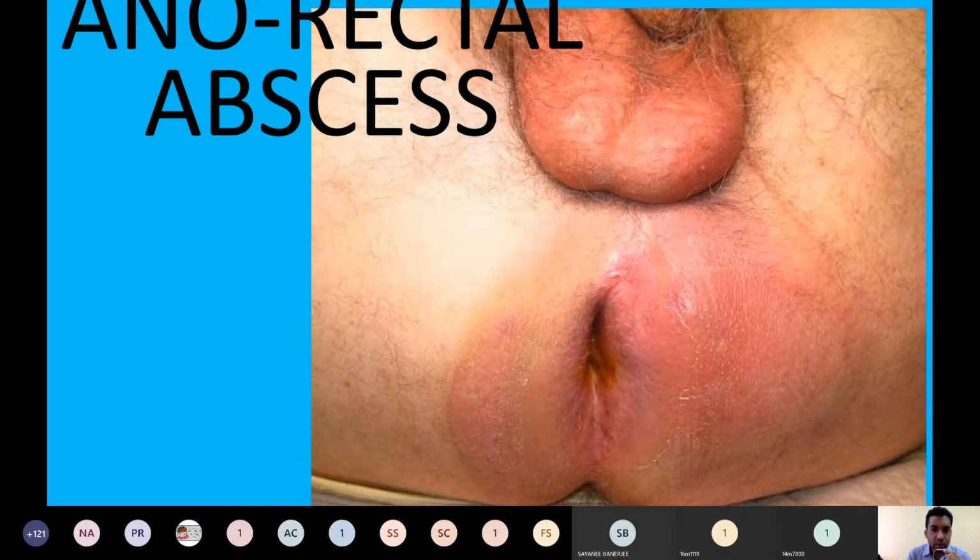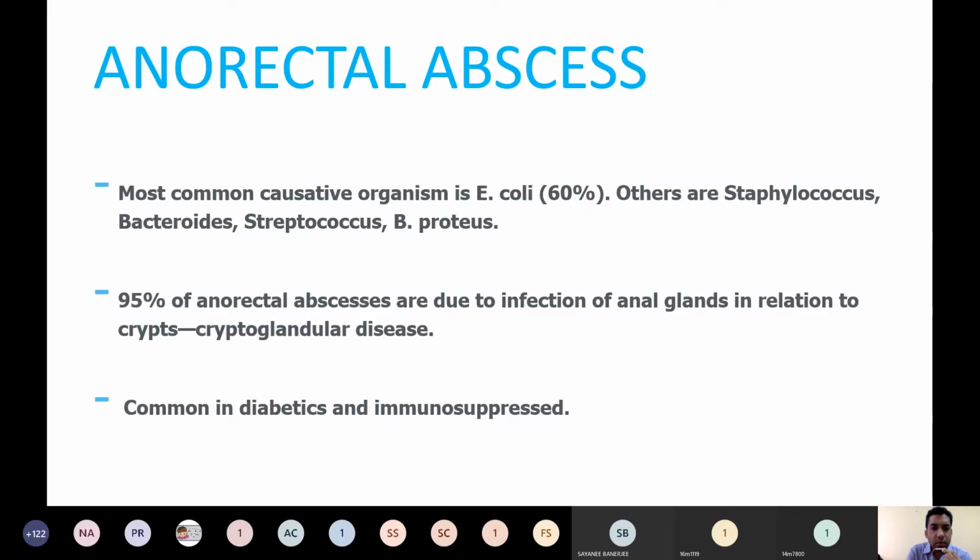So now we'll start with the topic, that is anorectal abscess. Anorectal abscess is mainly because of the infection of these glands. 95% of the anorectal abscesses are due to infection of anal glands in relationship to crypts. Hence it is called cryptoglandular disease, because these glands are found in the crypts along the dentate line called crypts of Morgagni. So these represent 95% of the anorectal abscesses.